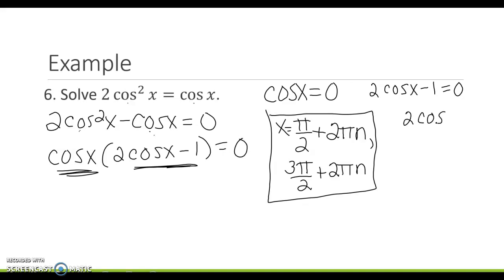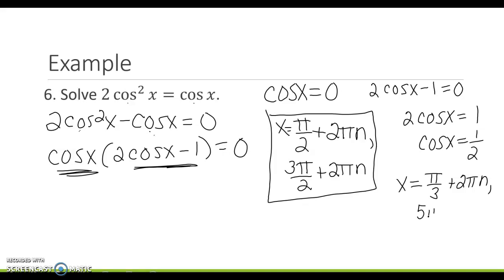So if I add 1 first, divide by 2, I get cosine of x equals 1/2. Cosine of x equals 1/2 when x is pi over 3. So it's going to be pi over 3 plus 2 pi n. And cosine of x equals positive 1/2 at 5 pi over 3. So 5 pi over 3 plus 2 pi n.